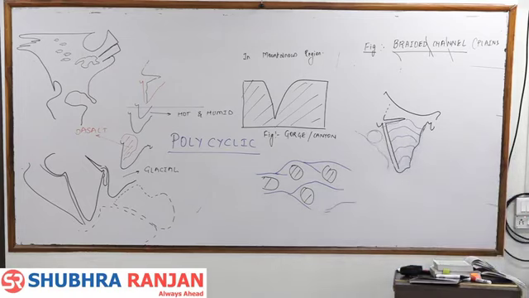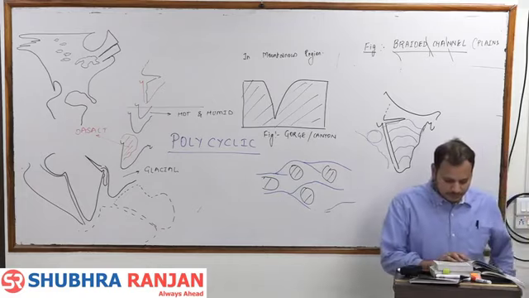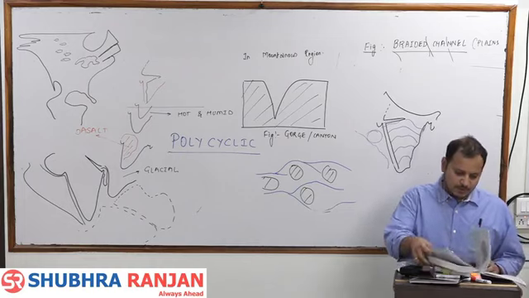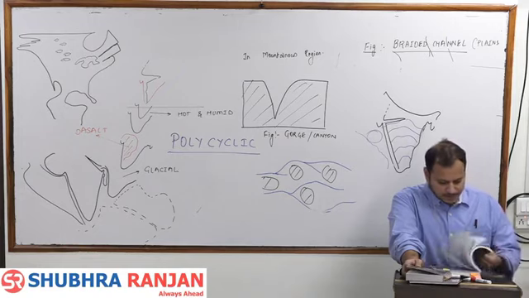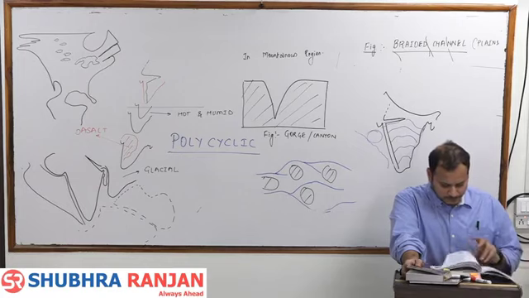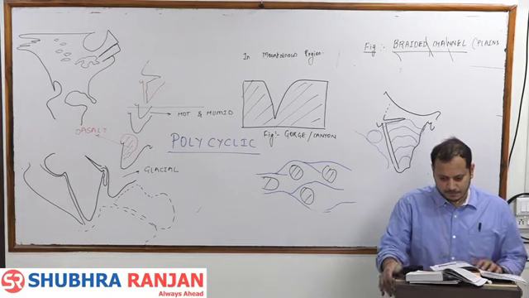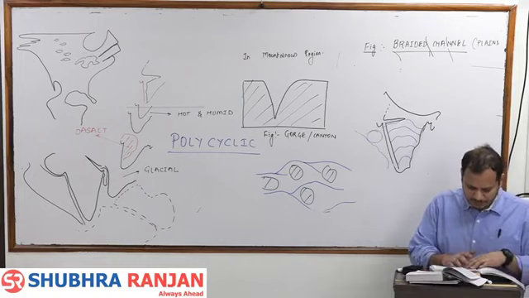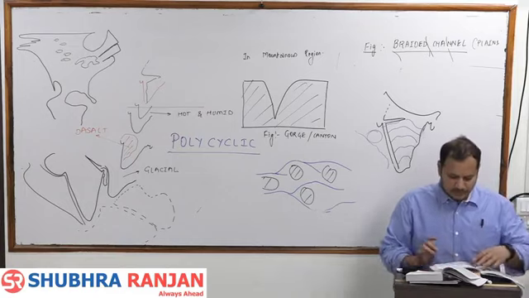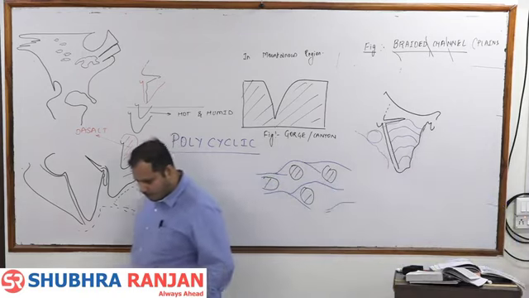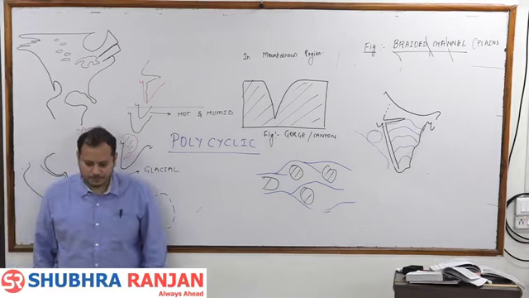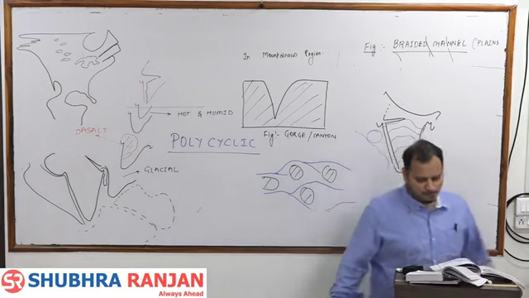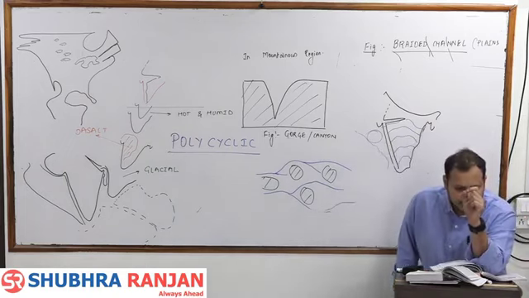Most of the topography of the earth has been produced due to numerous cycles of erosion. There are very few landforms which are an outcome of only a single cycle of erosion.